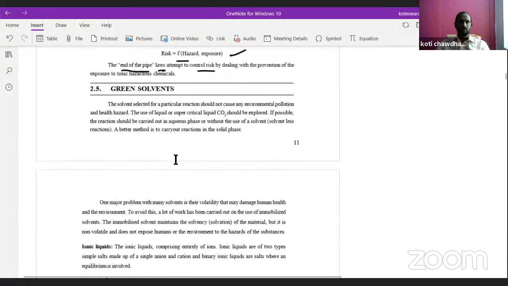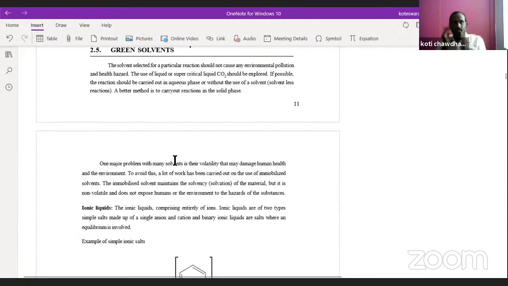Next, green solvents. We have several green solvents. These green solvents are helpful in saving energy and saving the reactant, converting most of it into the product. Here there is liquid or supercritical carbon dioxide, which is a green solvent. Water, the aqueous phase, is also a good solvent. And any reaction we conduct without the use of solvent is simply called a neat reaction.